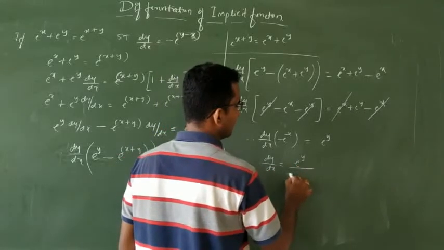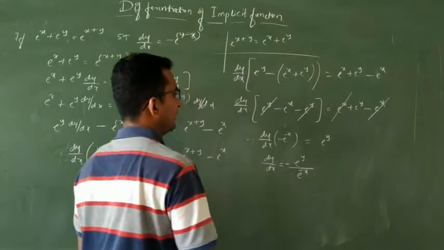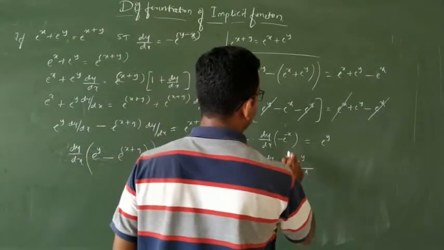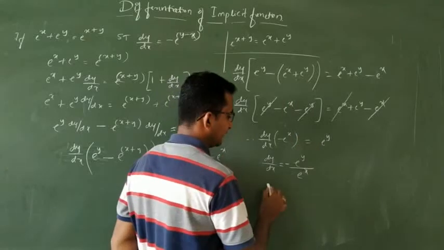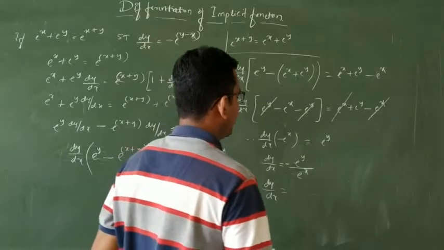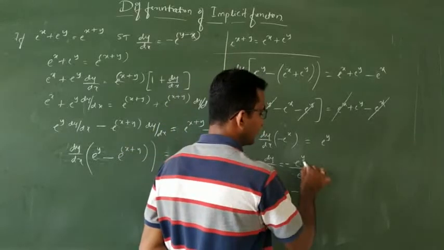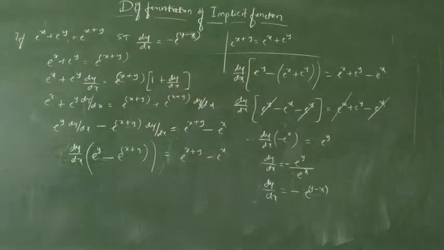Then dy by dx is equal to, that minus will come as a common multiple, e raised to y minus e raised to x. Then if I take the e raised to x to the RHS, dy by dx is equal to minus of e raised to y minus x. We can write this one. Got it? So this is nothing but the differentiation of the implicit function. Got it?